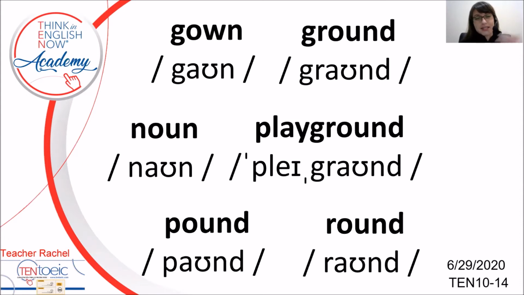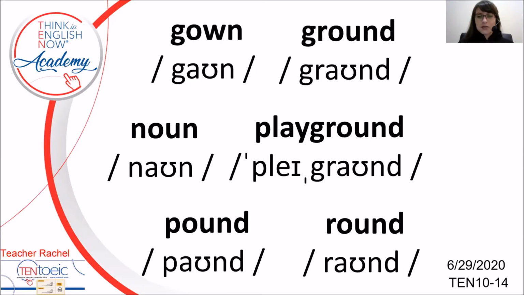Ground. This is outside, similar to dirt or soil. So when we have a garden, there's ground. So it means like the dirt or the soil. Noun. This is an object, something that we can hold, or it can be a person, a place, or a thing. For example, this is a pen. A pen is a noun, not a verb, an action. A noun, an object.